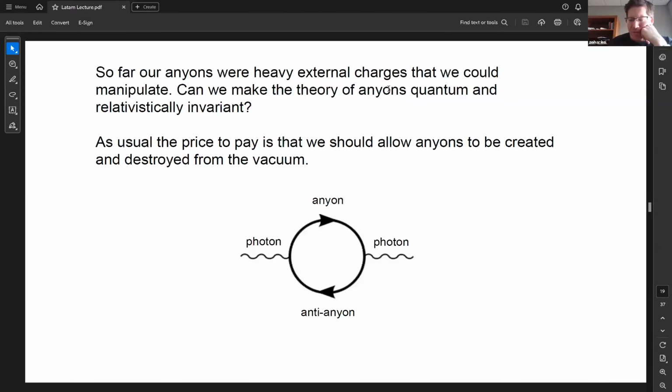Yeah, it's true. These are not going to be spinors. Yeah, these are going to be some other things. They're not going to be spinors. Okay, next question. Why did the wave function become multi-valued?